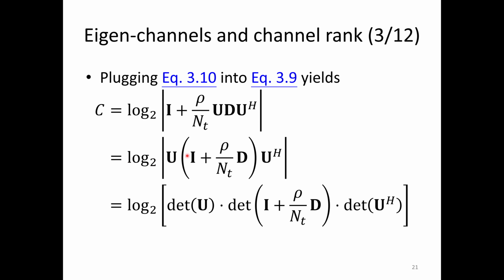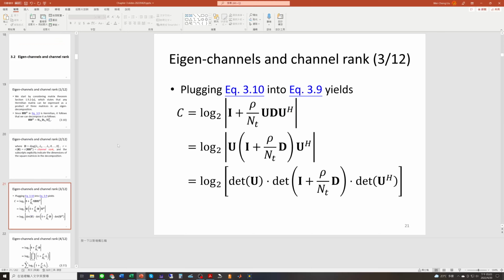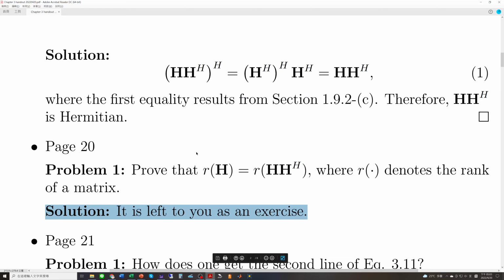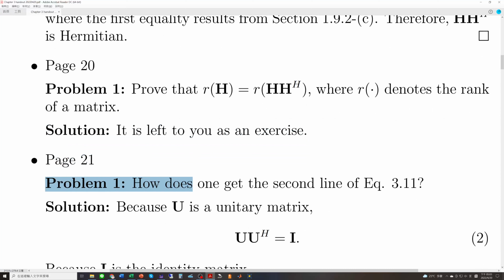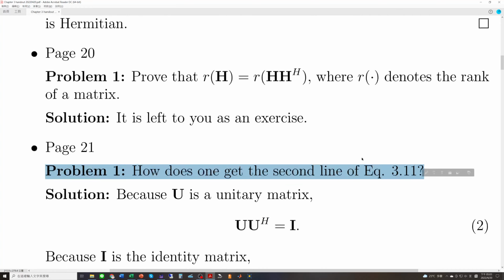And this equation can be rewritten as log 2 of the determinant of U times I plus rho over NT times D times U Hermitian. Okay, why does this equality hold? Okay, please see the handout. Page 21, problem 1. How does one get the second line of equation 3.11?